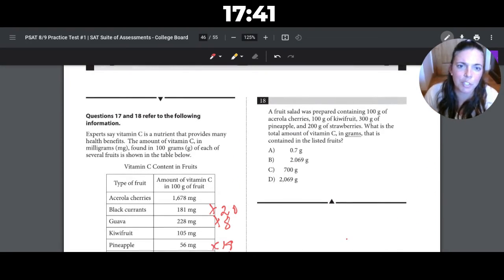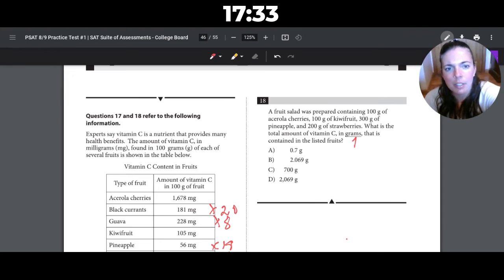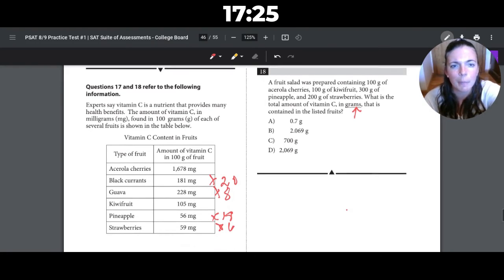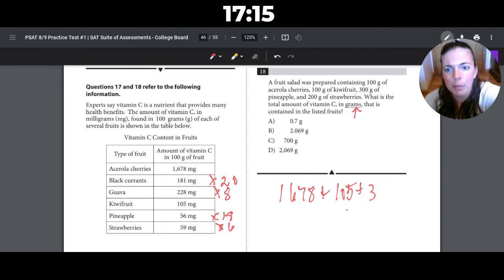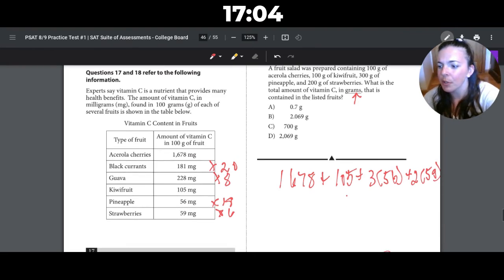A fruit salad was prepared containing 100 grams of cherries, 100 grams of kiwi, 300 grams of pineapple, and 200 grams of strawberry. What is the total amount of vitamin C in grams that is contained in the listed fruits? So we're given this in milligrams, so we're going to find our total and then turn it into grams. So 100 grams of cherries plus 100 grams of kiwi plus 300 grams of pineapple, so 3 times 56. 200 grams of strawberries, 2 times 59. Okay, so let's find our total and then turn it into grams.